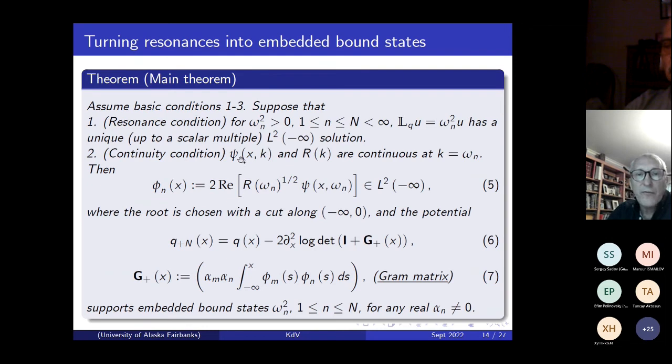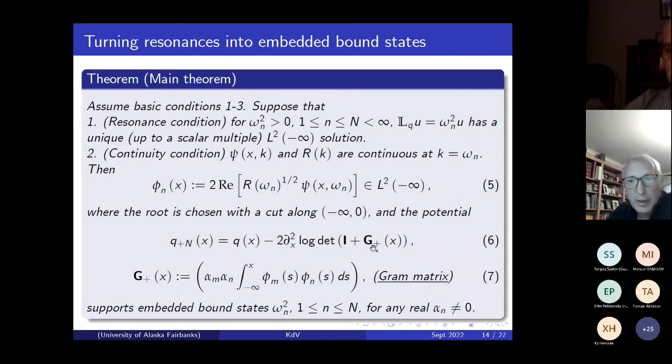So the function psi and R, the Jost solution and reflection coefficient, are continuous at all resonance points. Then the following function is square integrable at minus infinity. It can't be integrable at plus infinity, but it is square integrable at minus infinity. And the Schrodinger operator with the following potential, I will explain what is what, supports embedded bound states at these points.